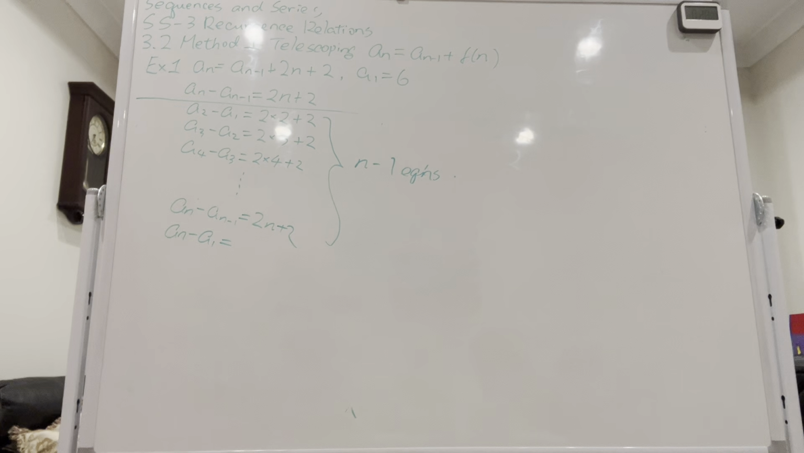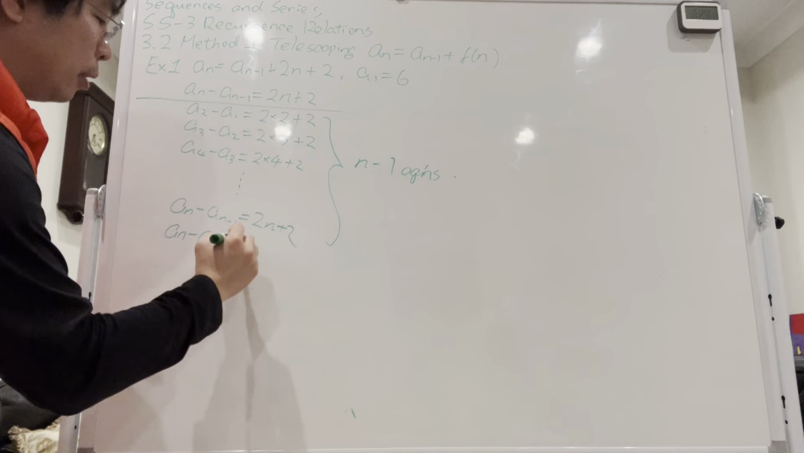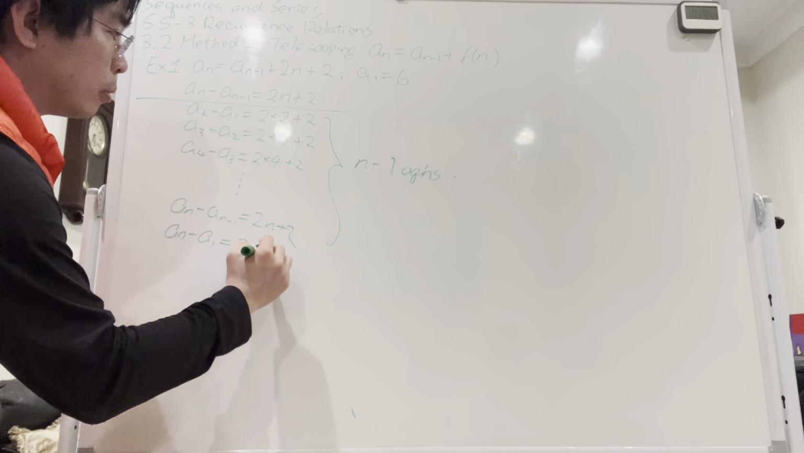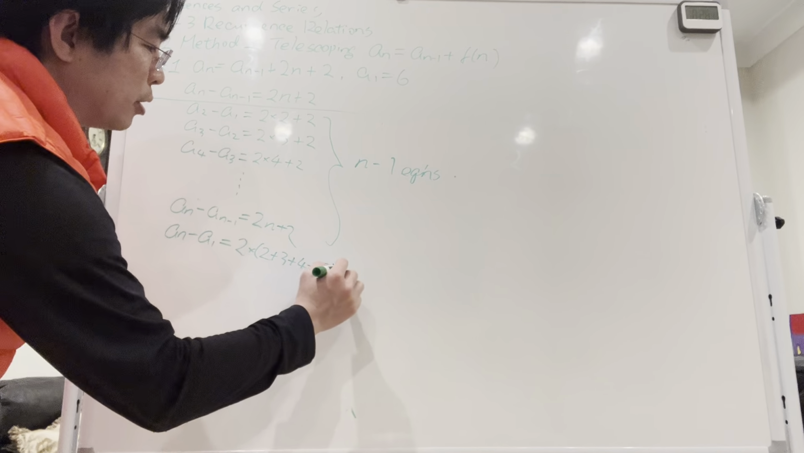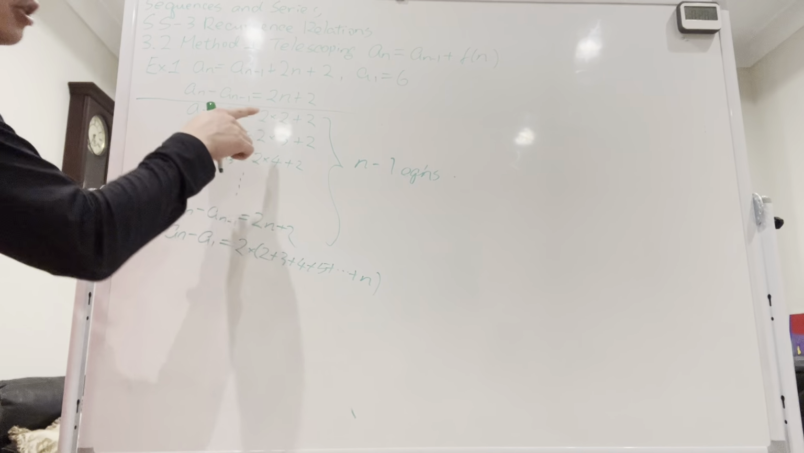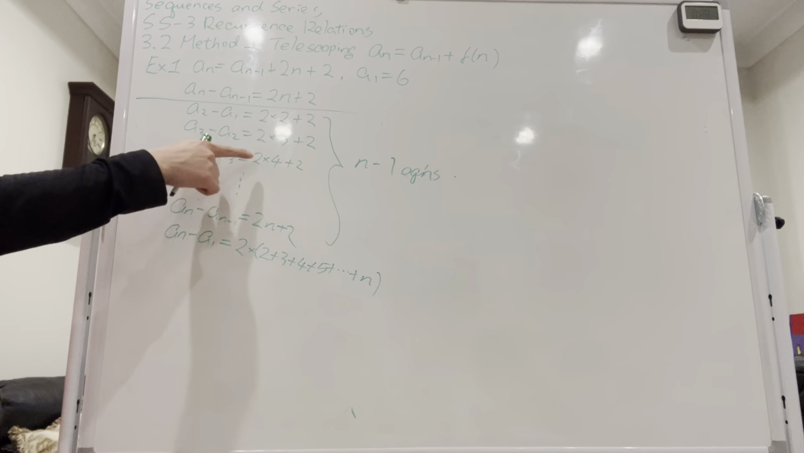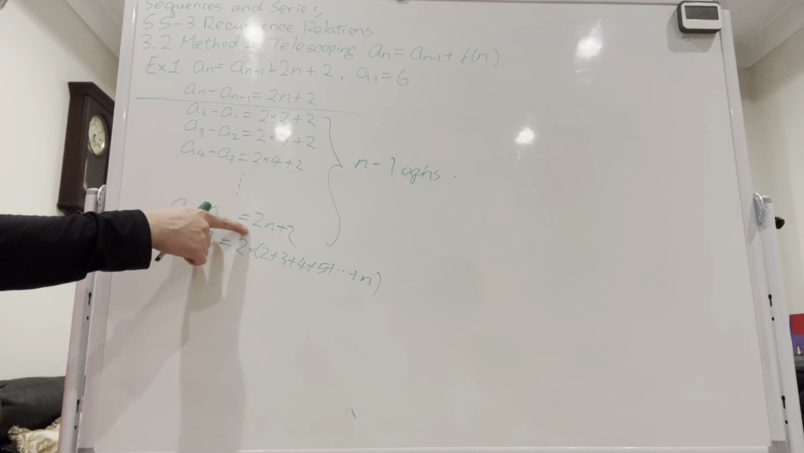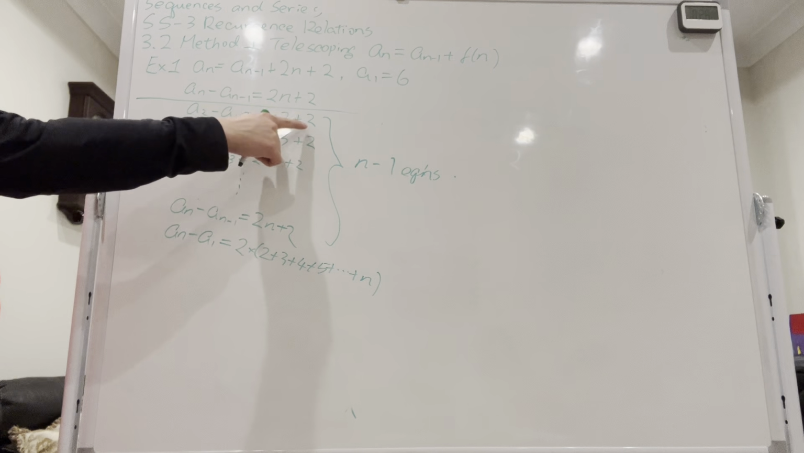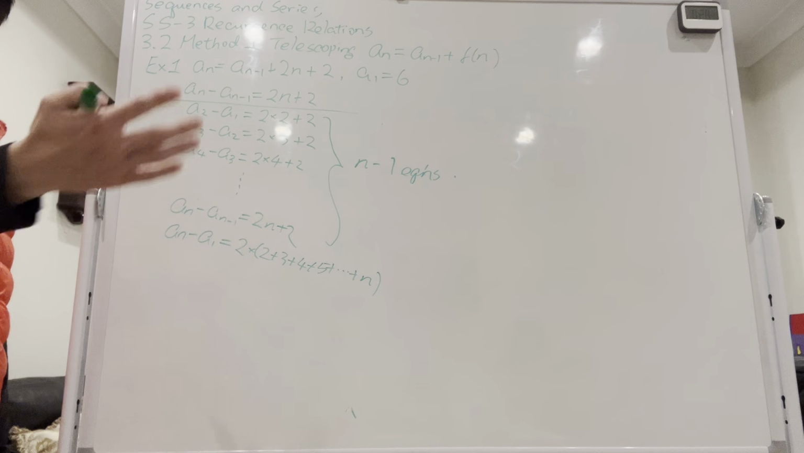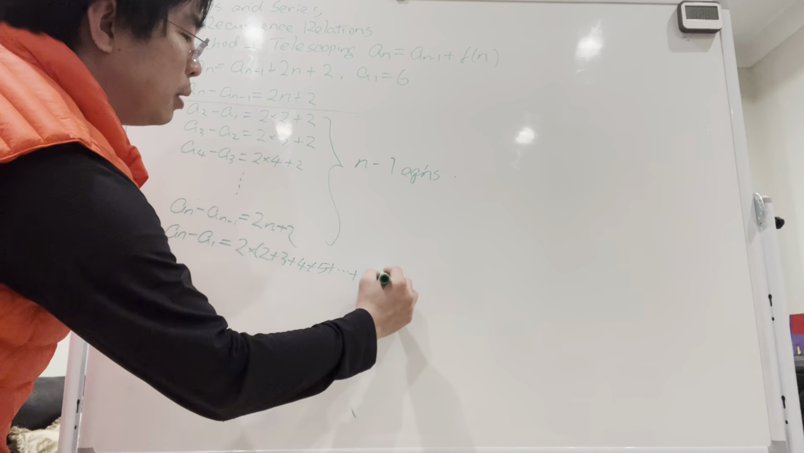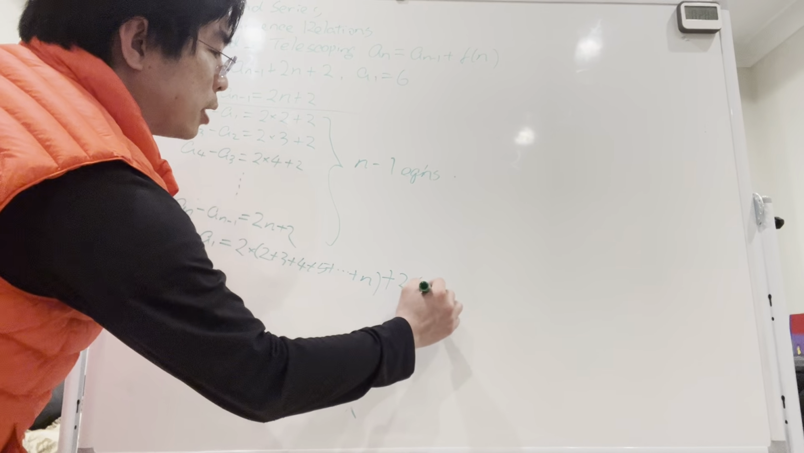This is basically the trick of telescoping: you cancel everything on the left-hand side. On the right-hand side, we can write it out. It's 2 times (2 plus 3 plus 4 plus 5 plus all the way to n), which is 2 times 2, 2 times 3, 2 times 4, all the way to 2 times n. And then we also have plus 2, n minus 1 times, which means plus 2 times (n minus 1).